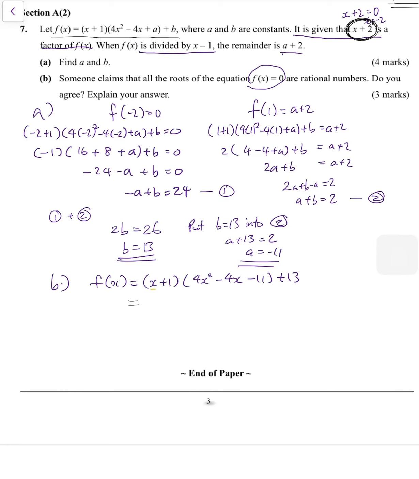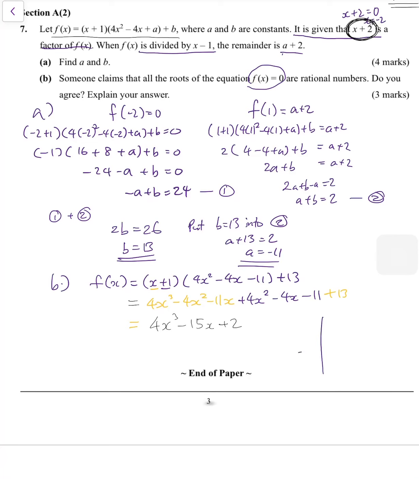So first, let's expand the x with the second bracket, so it's 4x cubed minus 4x squared minus 11x, and then let's use the plus 1 now, so it's plus 4x squared minus 4x minus 11, and then plus the 13 at the end that was still there. Now combine the terms: 4x cubed, the x squared is gone, so we've got negative 15x, and finally plus 2. Okay, so we got the expanded form.